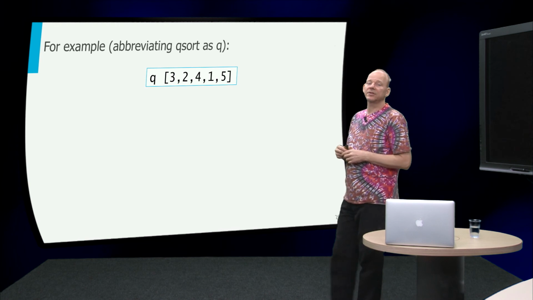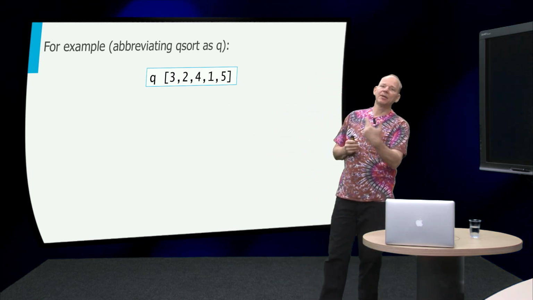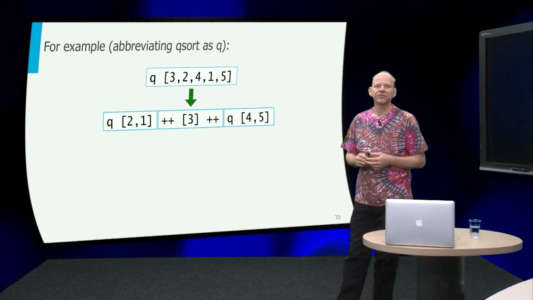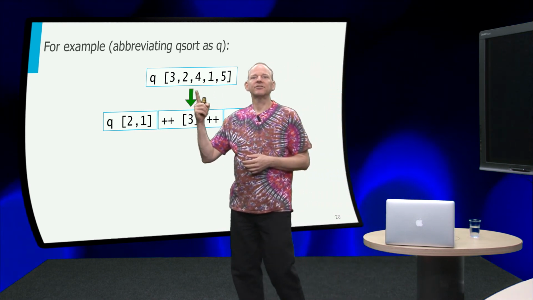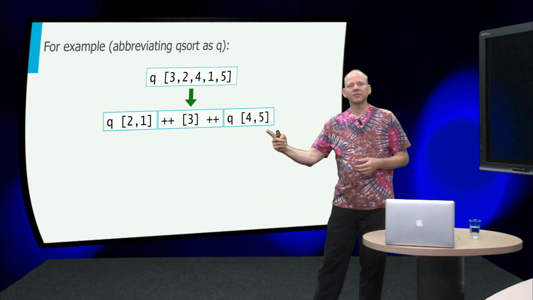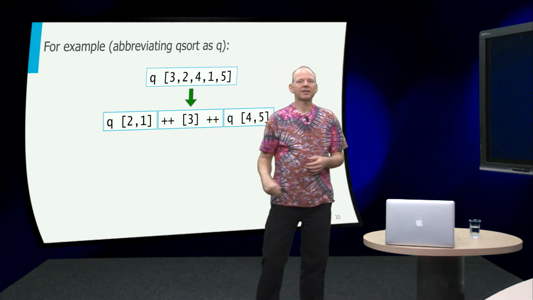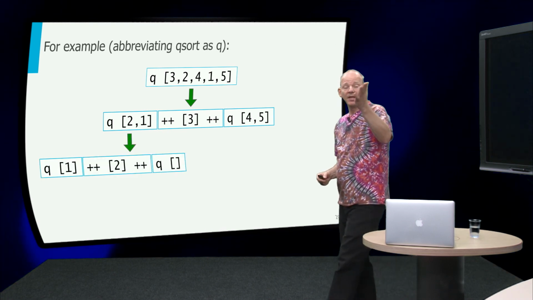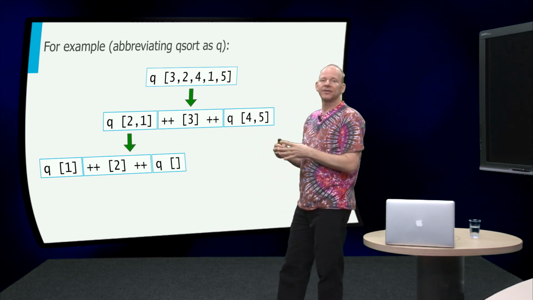What we're going to do is take the head 3, and break up the rest of the list into the elements that are less than or equal to 3 and the ones that are larger than 3. So the elements that are less in this list are 2 and 1, and the ones that are larger are 4 and 5. So that's what you see. So we recursively sort those, and we inject 3 in the middle.